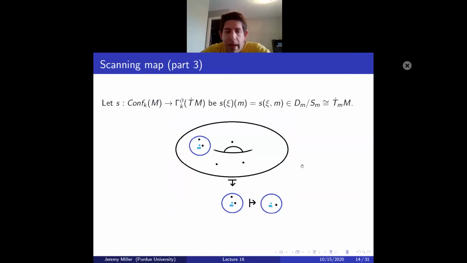So this seems a little bit ad hoc, and I'm going to later give a definition that is slightly less ad hoc. It still depends on arbitrary choices, but maybe it's slightly more natural. Okay.